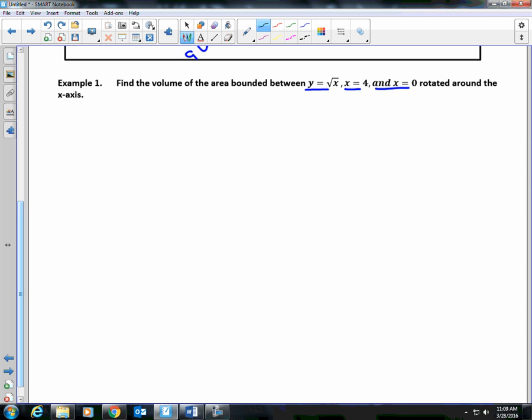Yes, without a doubt. So, I'm going to draw this shape. Let's try to figure out first the region that we're rotating. What does the square root of x look like?